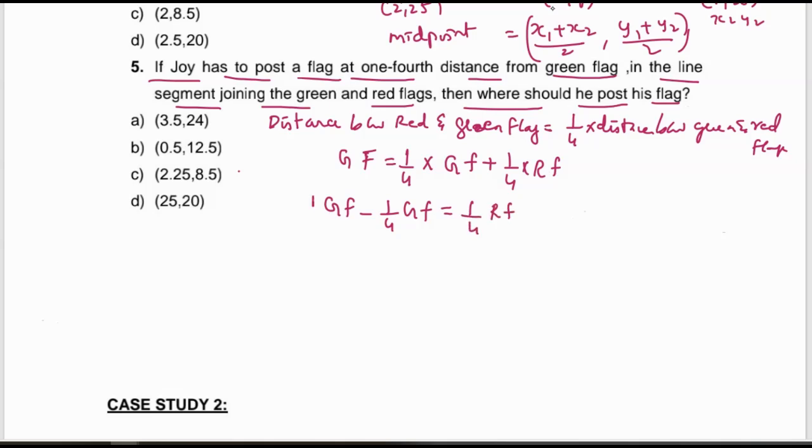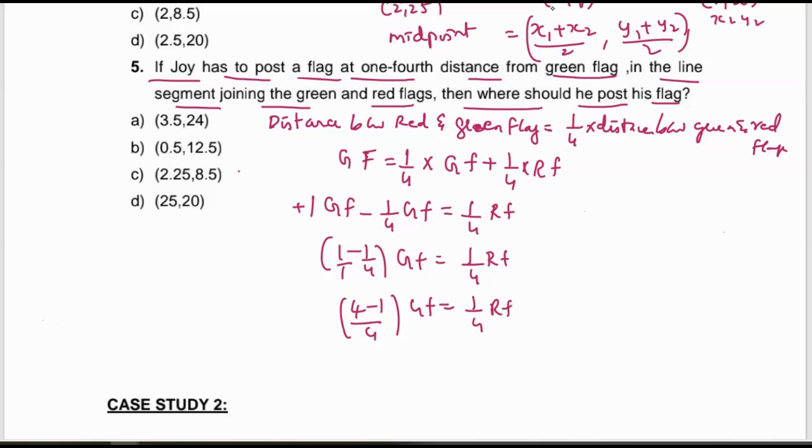So now the number without a variable, we have 1, that will be plus. So 1 minus 1 by 4 green flag equals 1 by 4 times of red flag. If you take the LCM, it will be 1 into 4, cross multiplication, (4 minus 1) divided by 4 green flag equals 1 by 4 times of red flag. Certainly 3 by 4 green flag will be equal to 1 by 4 red flag. So this 4 and 4 will get cancelled. So we can write the green flag by red flag ratio will be 1 is to 3. 1 is to 3.